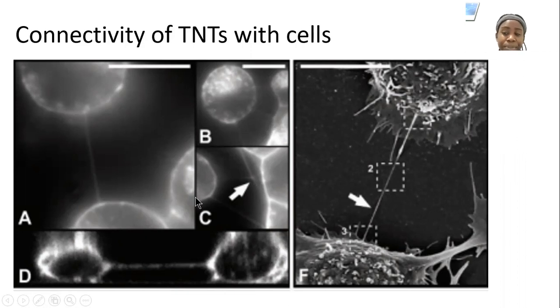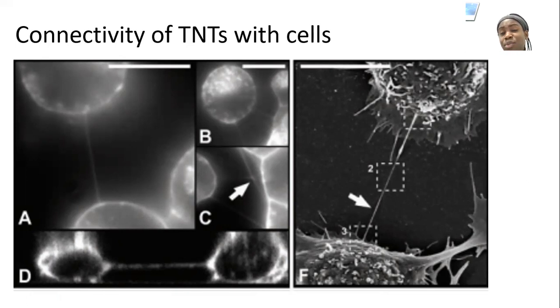The reason I put F here is that if you look closely at the edges of the nanotube where my mouse is, you see clearly in that edge that the nanotube fuses into the cell, like it's not something that was formed outside. It fuses into the cell, like that's how it has been connecting these two cells together.